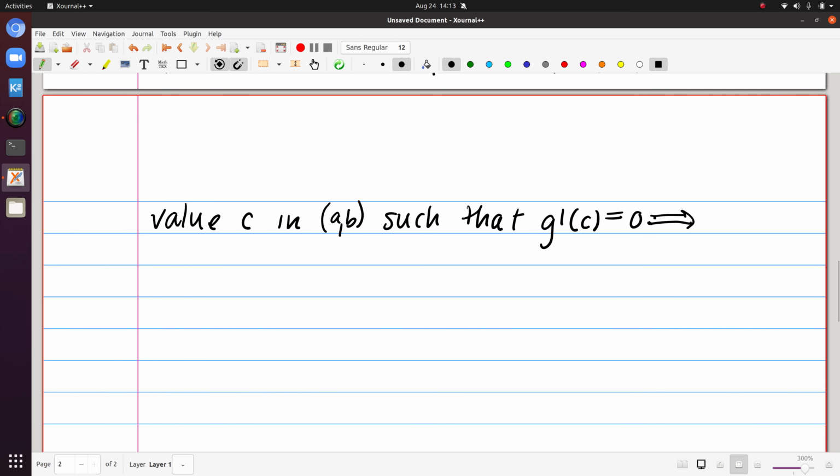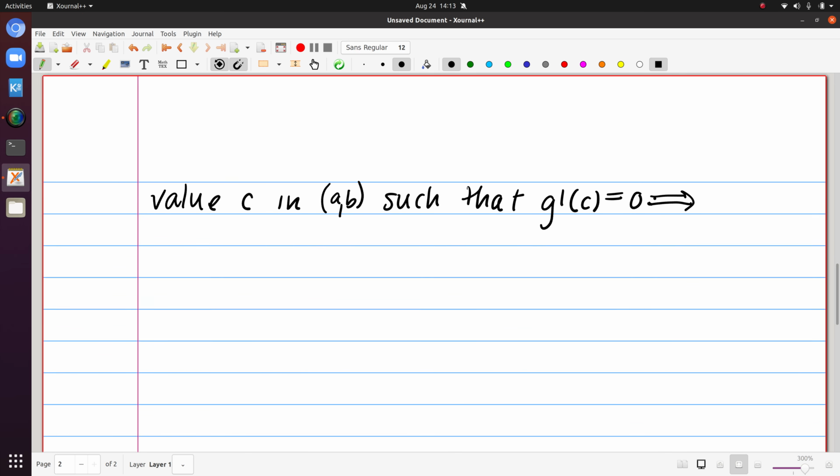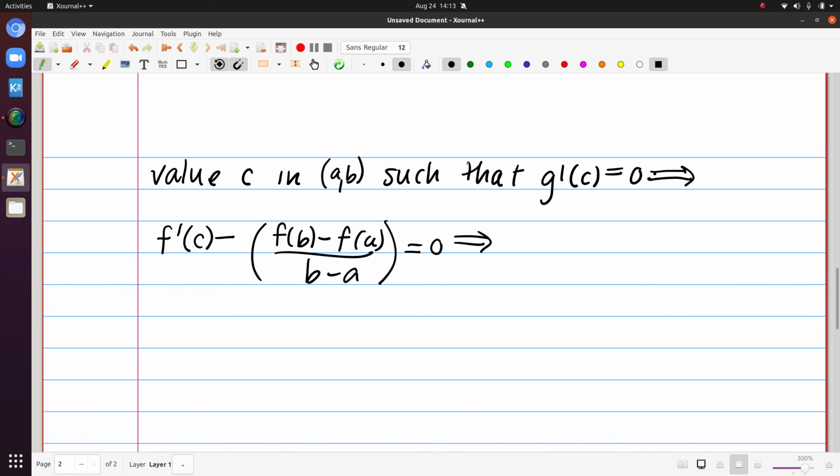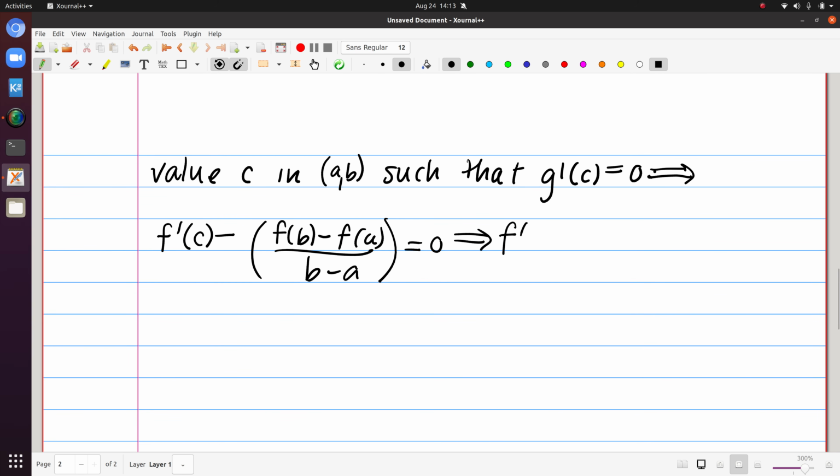And let's think about what that means. So we found g prime of x. So if g prime of c is equal to 0, that means that, let's plug in c for our g prime of x function, f prime of c minus f of b minus f of a divided by b minus a should be 0. And if I rearrange this, this says that f prime of c is equal to f of b minus f of a over b minus a.